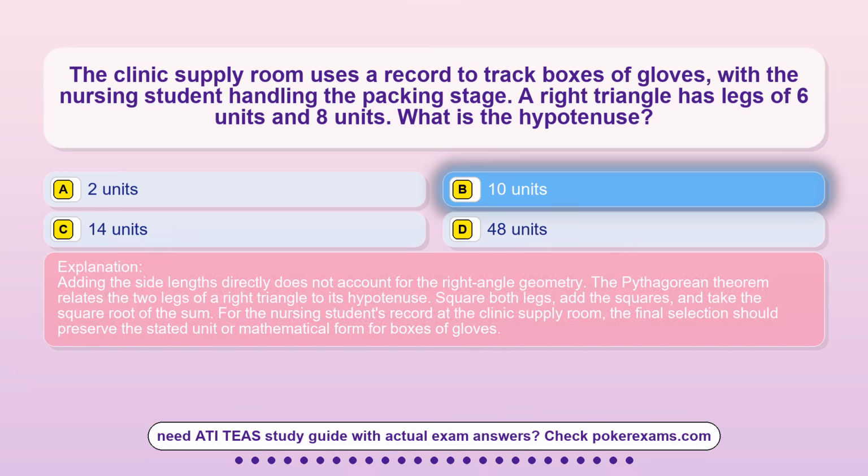Adding the side lengths directly does not account for the right-angle geometry. The Pythagorean theorem relates the two legs of a right triangle to its hypotenuse. Square both legs, add the squares, and take the square root of the sum. For the nursing student's record at the clinic supply room, the final selection should preserve the stated unit or mathematical form for boxes of gloves.